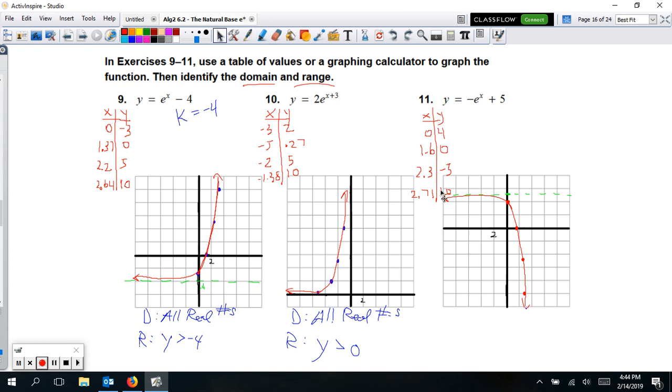And I think I put 10, and this should have been negative 10. So I made a little mistake there. That's negative 5. This should have been negative 10 right there. I'll fix that here in just a second.